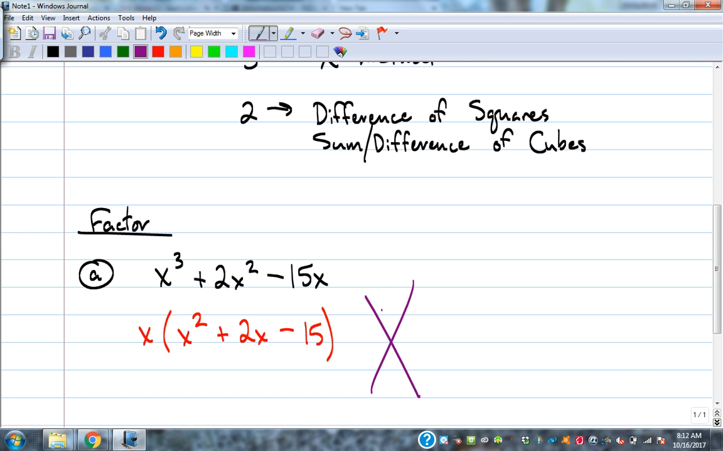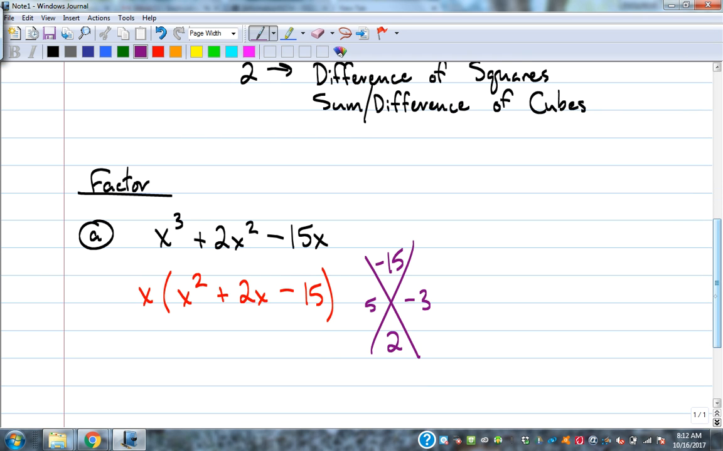Y'all remember that? 2 goes in the bottom. Negative 15 goes in the top. So we're looking for two numbers that multiply to be negative 15 and add to be positive 2. 5 and negative 3. Good.